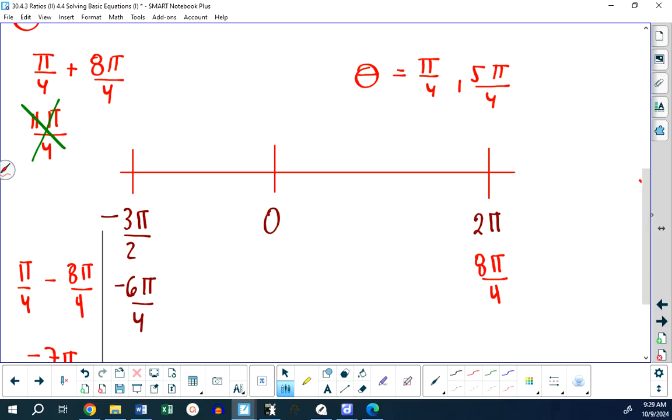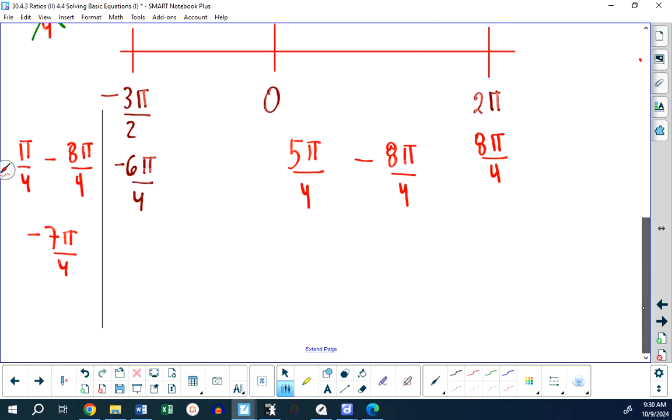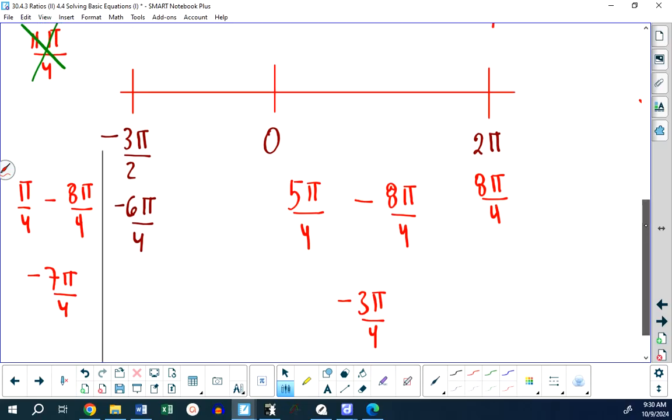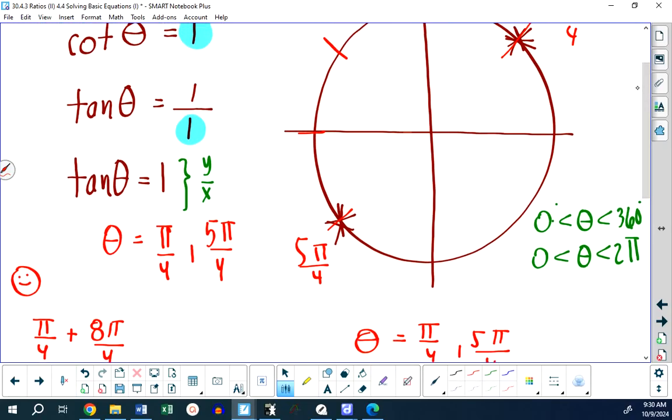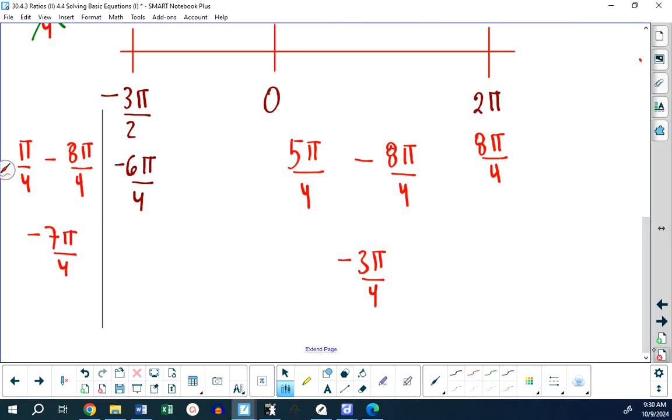But what if I take 5 pi over 4 and subtract a full revolution? Well, what do I get? I get negative 3 pi over 4. And by the way, some of you will recognize that that's the case because that's negative 1, negative 2, negative 3 pi over 4, right? And I can tell that I think some of you were just doing that in your head anyway. Is that in this domain?